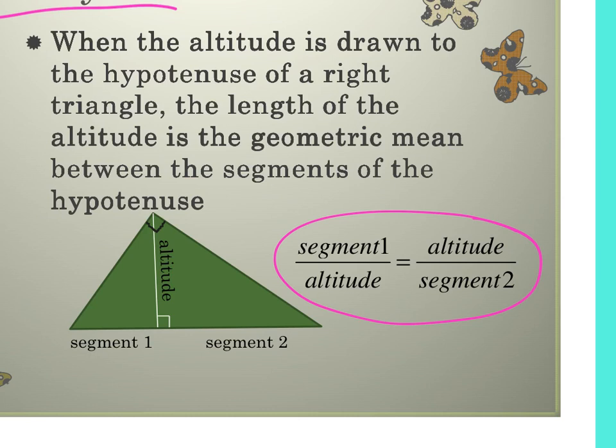You're going to learn two proportions in this section. So really it's like geometric mean, similar right triangles, and then two proportions, and this is the first one. Segment 1 over altitude equals altitude over segment 2.